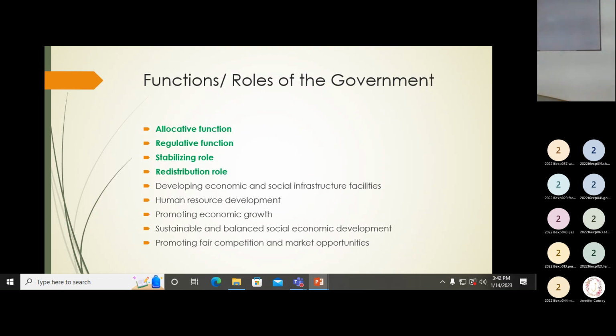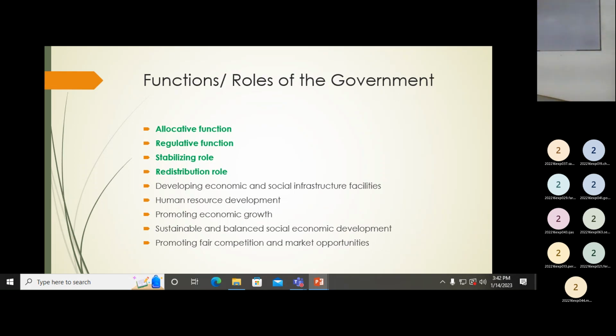Then redistribution role. They are also responsible to make sure redistribution or distribution of income and wealth among parties in an economy, right? So they have to make sure the income and monetary flow, or rather we call it wealth, is being redistributed. It has to circulate in a country among multiple parties. So they are responsible for that as well, right? So those are the main functions of a government.